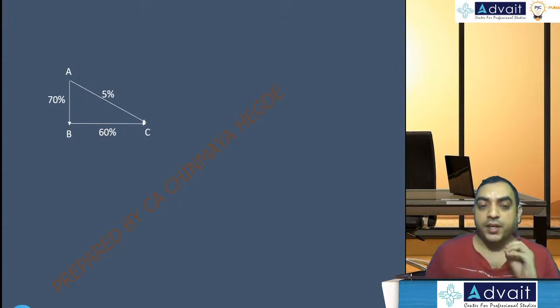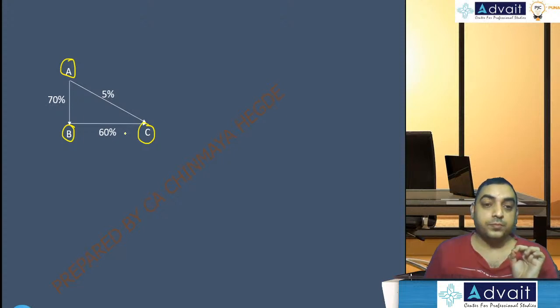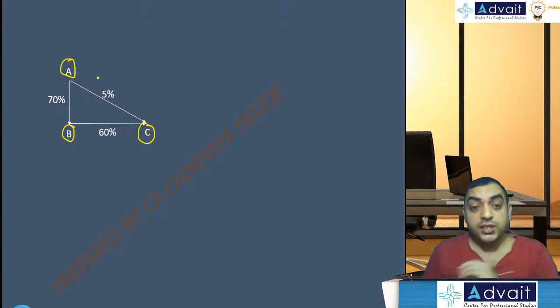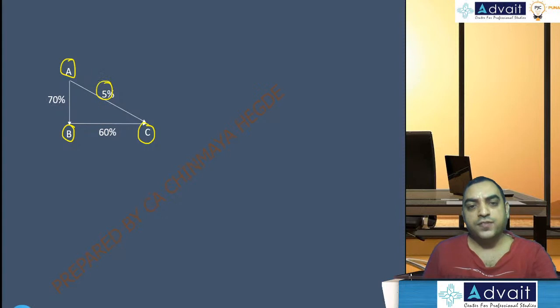Good. This is important. So take a look at this example. Company A is having 70% in company B, and company B is having 60% in company C. And A also additionally has 5% directly in C. You may say chain holding problem, or you may say triangular holding problem. Both are the same, and both will have the same treatment.